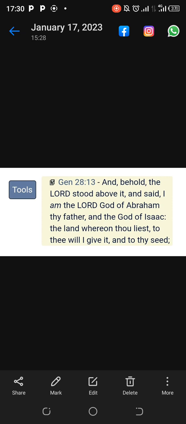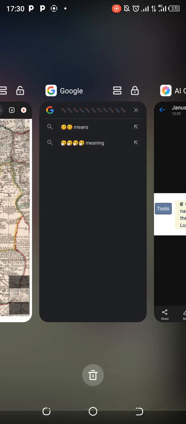And behold, the mighty one stood above it and said, I am the mighty one of Abraham thy father, and the mighty one of Isaac. The land whereon thou layest, to thee will I give it, and to thy seed. And Jacob awoke out of his sleep, and he said, surely the mighty one is in this place, and I knew it not. And he was afraid and said, how dreadful is this place? This is none other but the house of the mighty one, and this is the gate of heaven. And he called the name of that place Bethel, but the name of the place was called Luz at first.